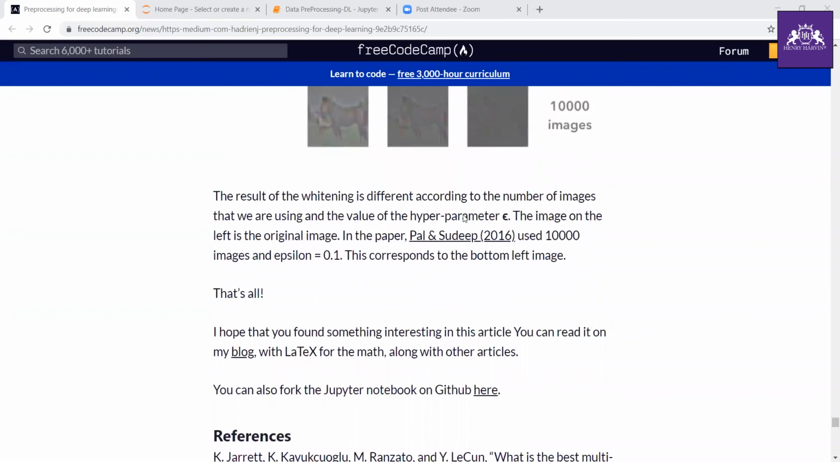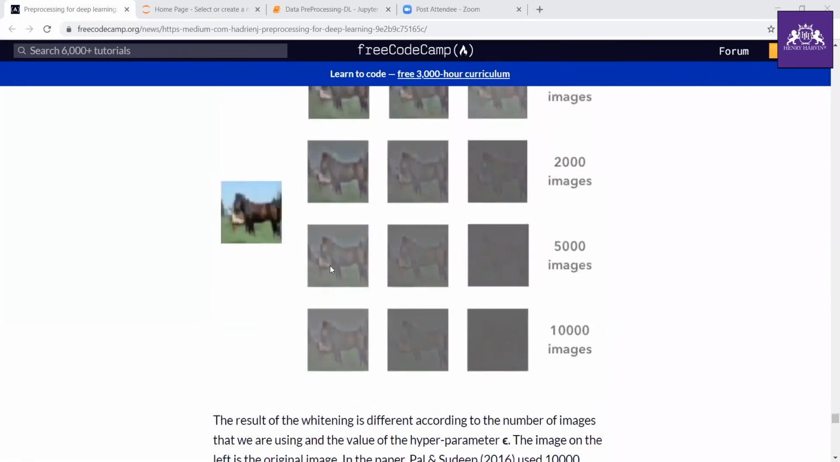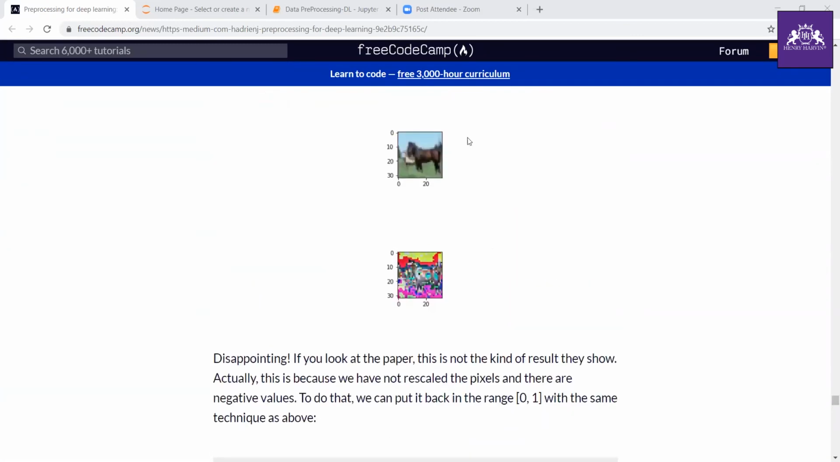So this is really a cool article, and I think you clearly understood the concept of data pre-processing. Thank you. Let's meet in the next session.